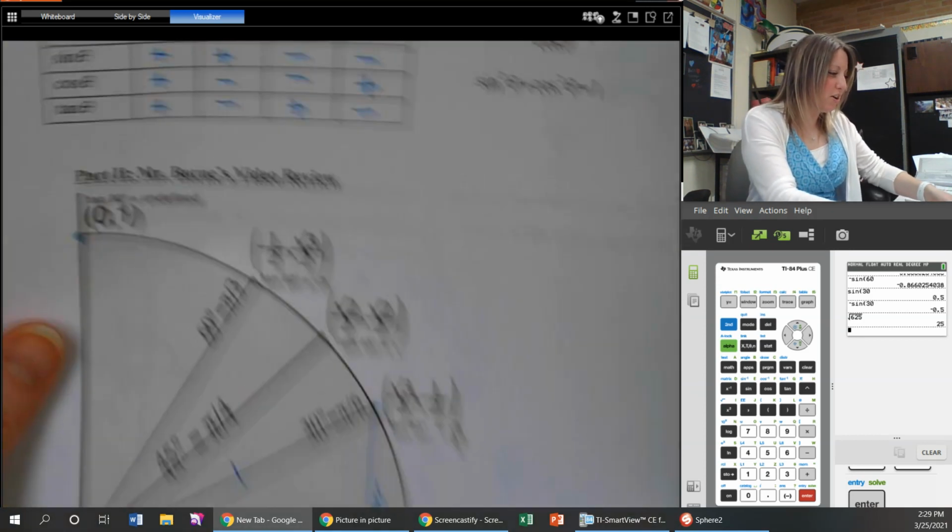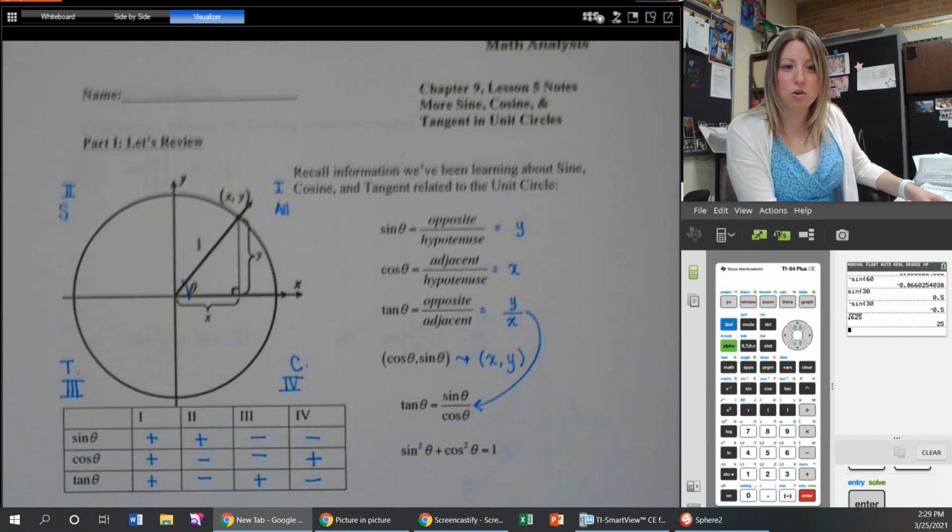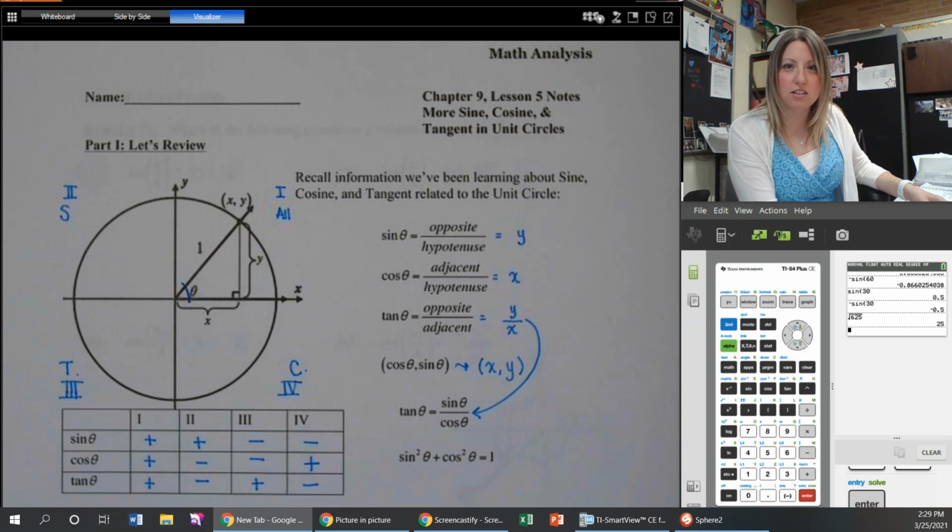So just a few more examples of how we're using all this fun sine, cosine, tangent stuff to figure out those exact coordinates around our unit circle.